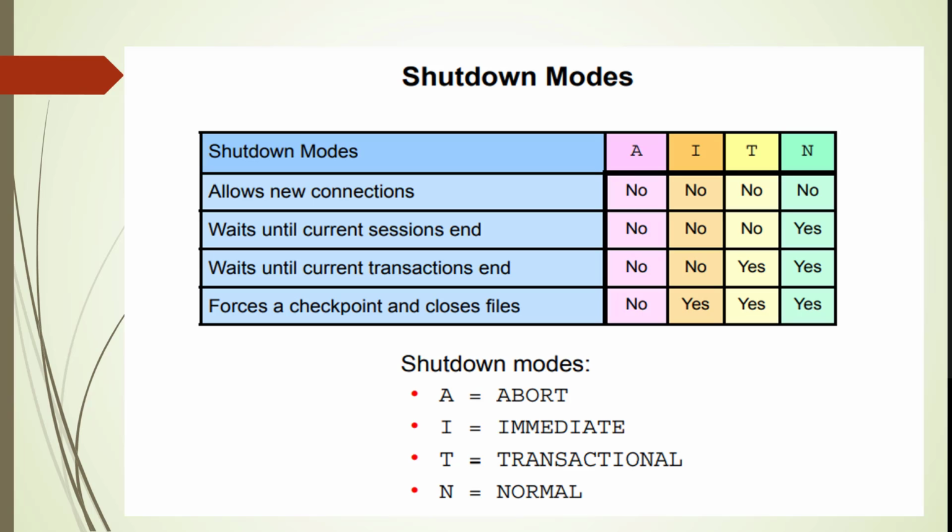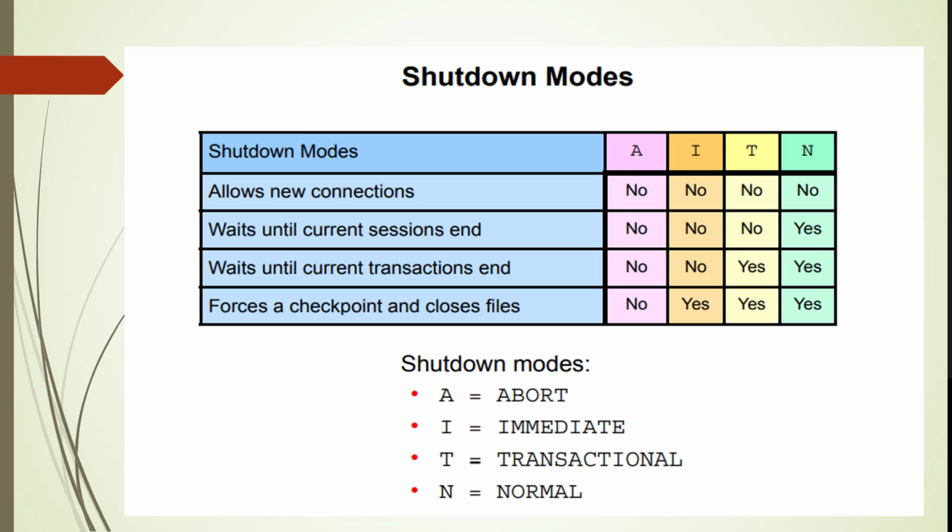In this tutorial we will discuss shutdown modes. Here we can see the short forms of the shutdown modes: A for abort, I for immediate, T for transactional, and N for normal. If we consider this table, here we can see the shutdown modes.